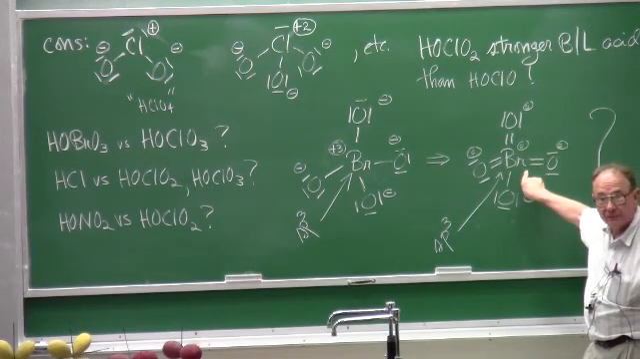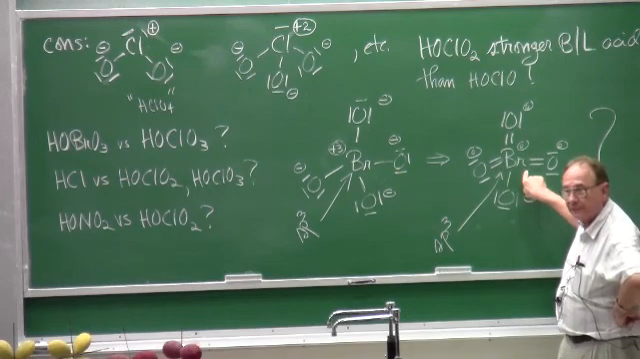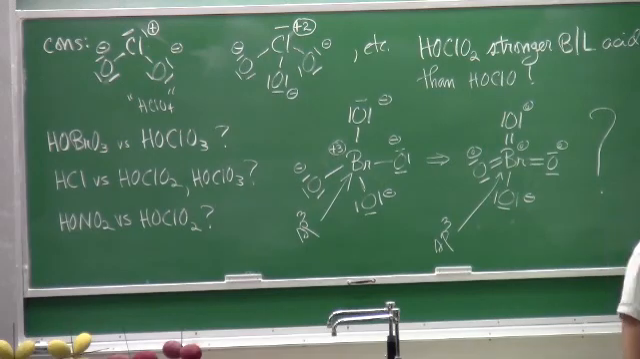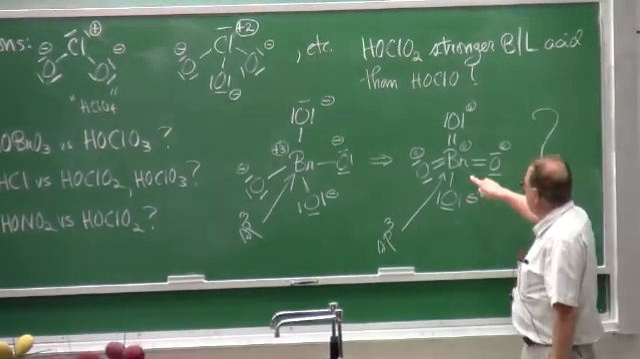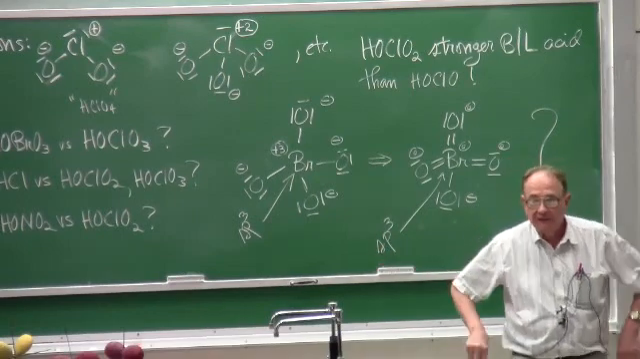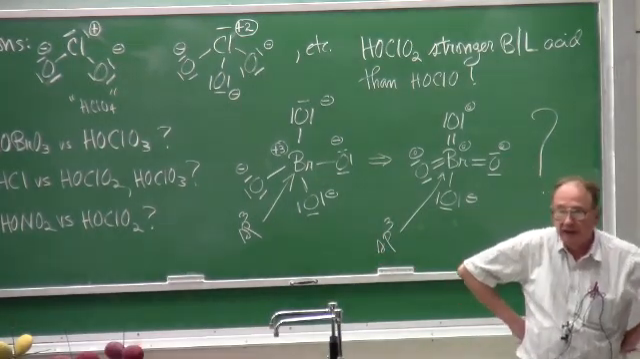Do you accept this Lewis picture? Is there anything wrong with bromine, an atomic member of period number 4, having 1, 2, 3, 4, 5, 6, 7 electron pairs in its valence environment? Nothing wrong with that.